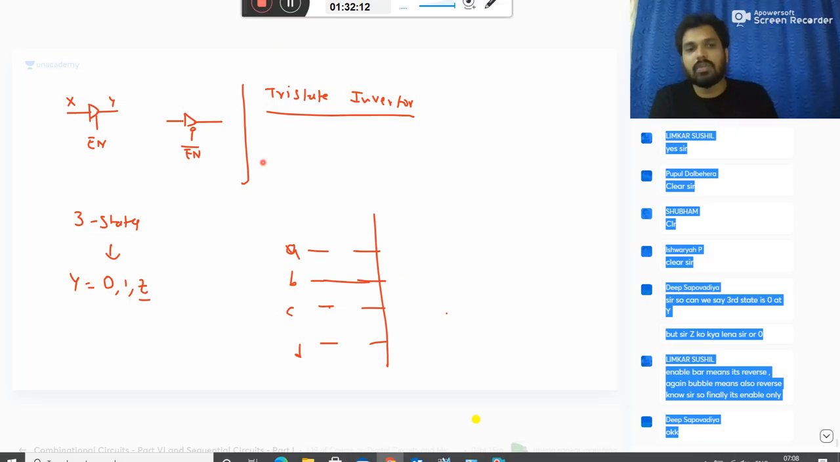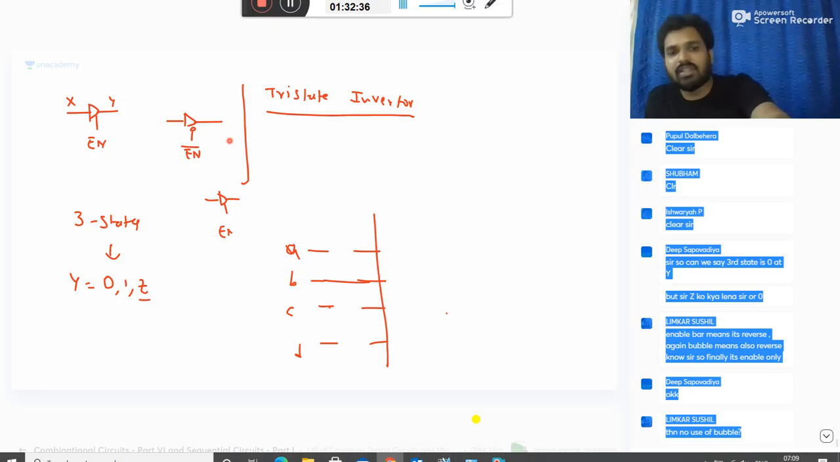Don't take this bar and this bar as canceling. When the enable bar comes, a bubble comes, any one of them comes, or both come. Take it as enable bar only. Its name is enable bar. Don't cancel this bar with the inverter. Sometimes the examiner may give it like this also. Different books follow different terminologies. He may give it like this or like this. In any case, you take it the same. It is just a representation. Please understand.